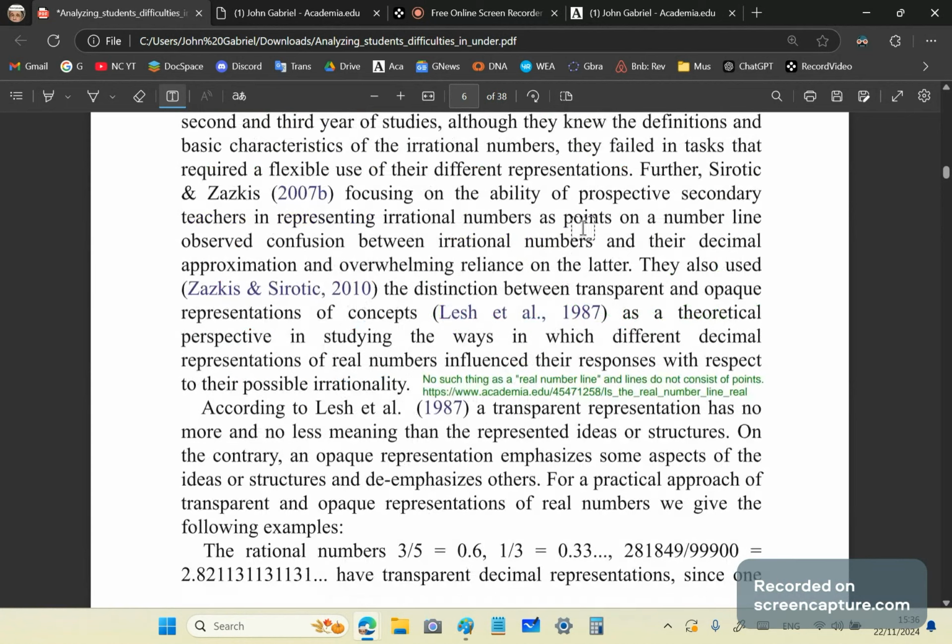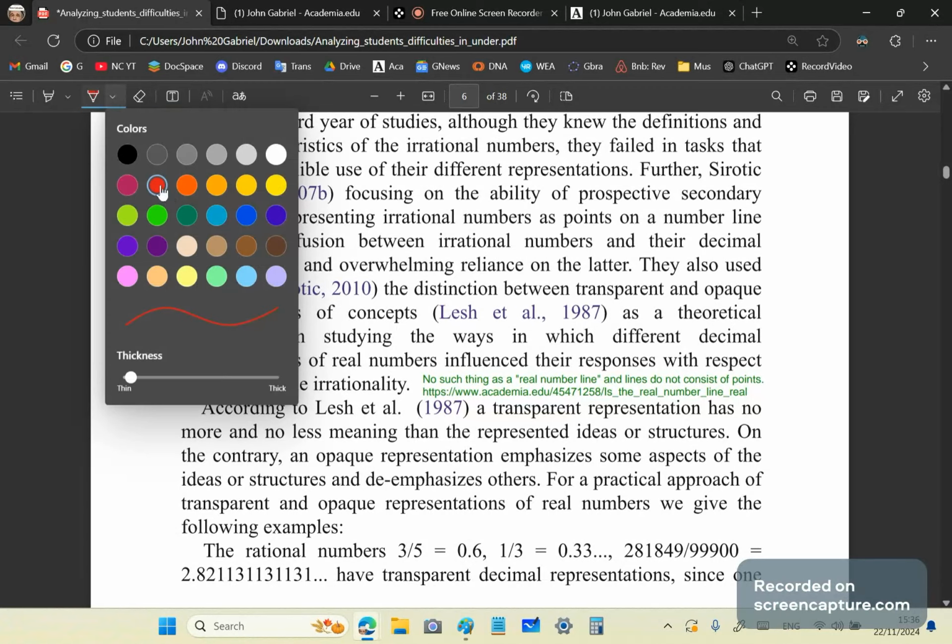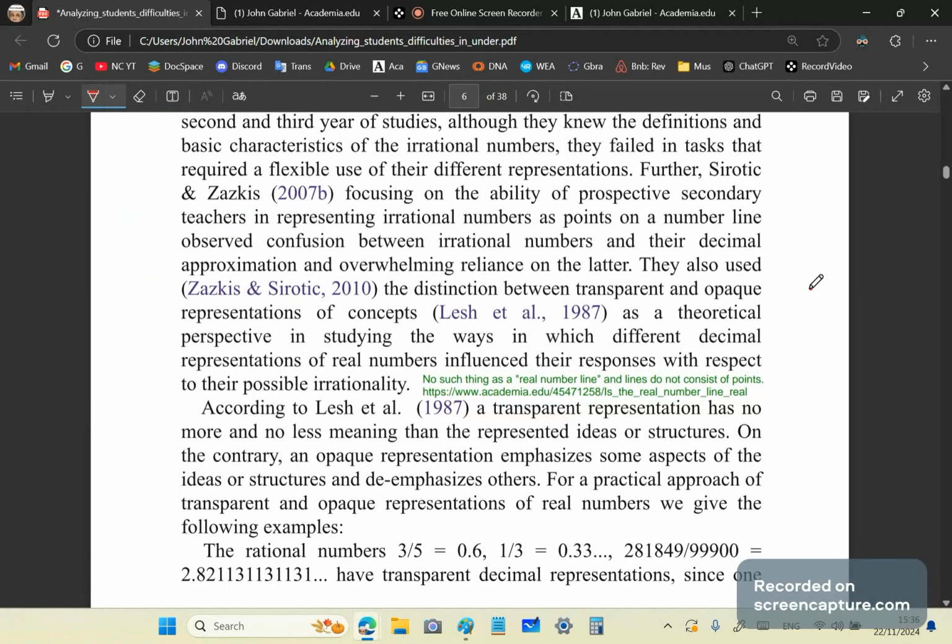Now, another thing that's very irksome is further Sirotic and Zaskis focusing on the ability of prospective secondary teachers in representing irrational numbers, irrational rationals, as points on a number line. Now, there's something terribly wrong with that expression, by the way. Not something, a lot of things. Okay. So, first of all, a number line does not consist of points. Okay. That's a fallacy that has been perpetrated far too long. It doesn't consist of points, and you cannot construct or reify a number line unless three things are in place.